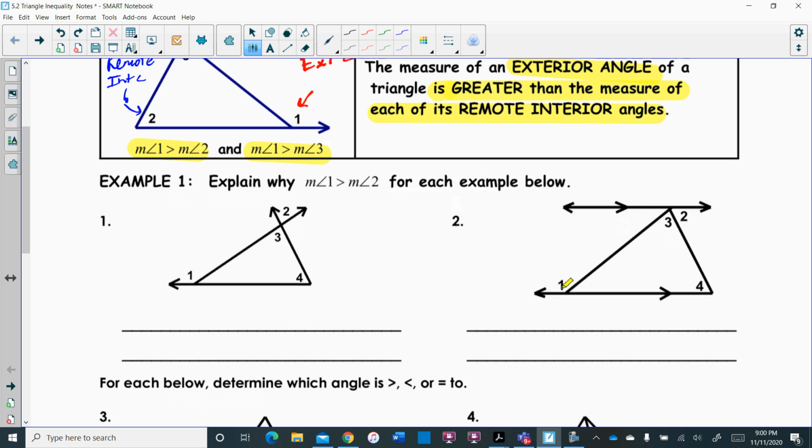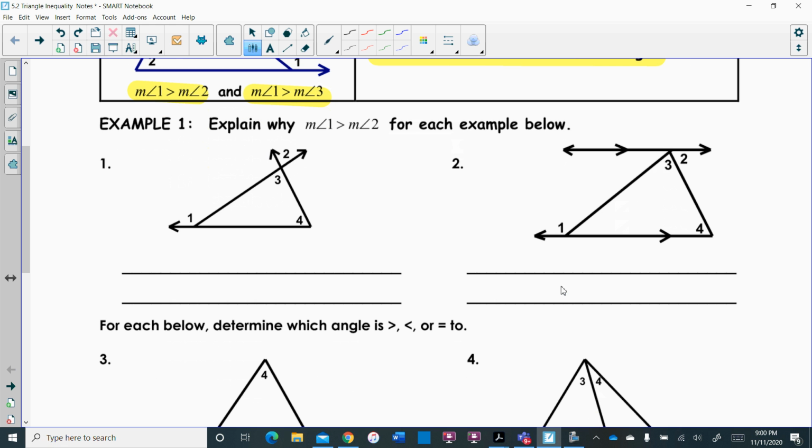I'm just comparing them. So in our first example here, they want us to explain why the measure of angle 1 is greater than the measure of angle 2. That's what that symbol means right there. So we're trying to prove why this outside exterior angle is greater than this angle 2 over here. The way I would do that is use the exterior angle theorem. Angle 1 is your exterior angle. Well, I need to identify the remote interior. Your remote interior will be angle 3 and 4.